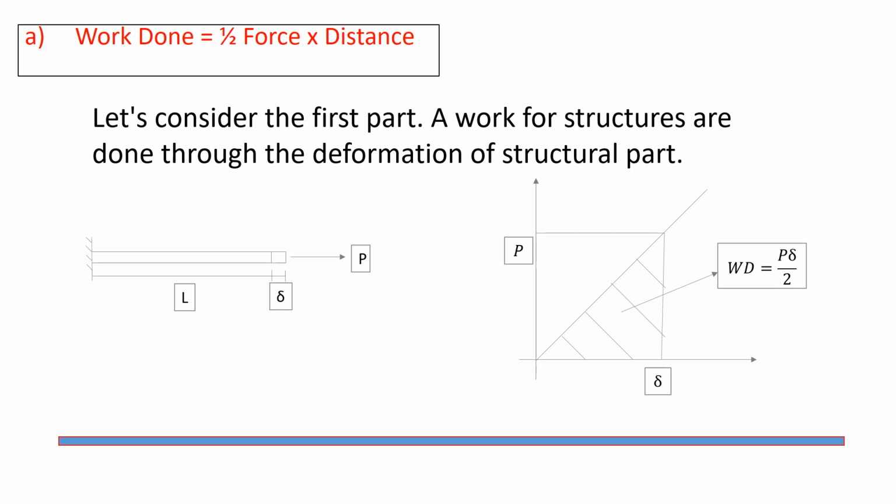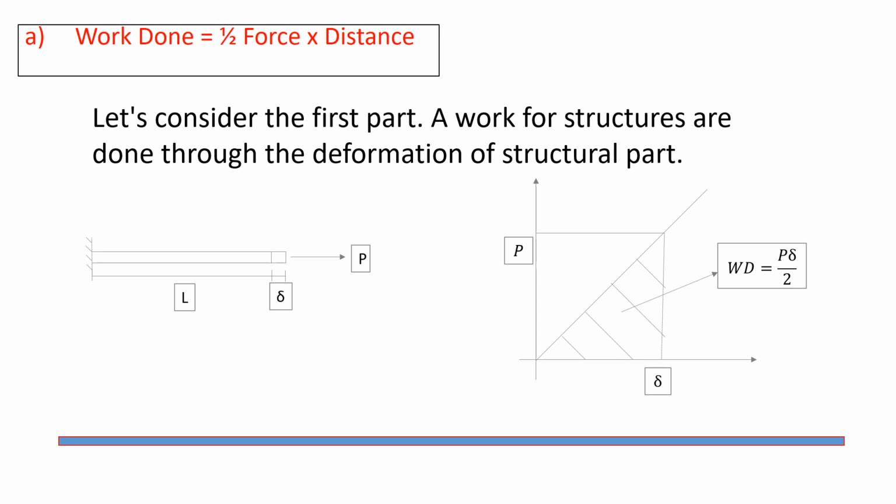A much more common type of work encountered in structural engineering is work done through the deformation of structural parts. If a load is gradually applied to a bar in tension, then the displacement of the right side of the bar increases gradually in proportion to the increasing applied force. Here we see that the shaded part of the area is the force times the displacement, half.